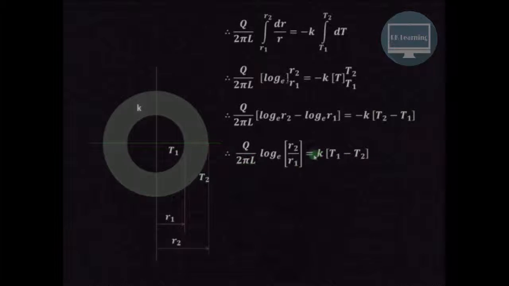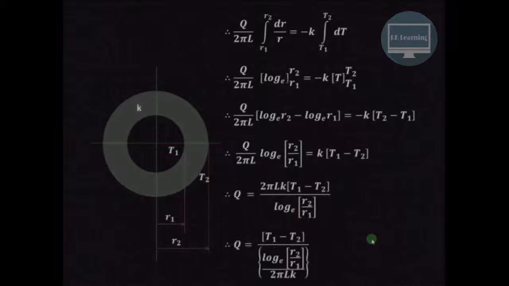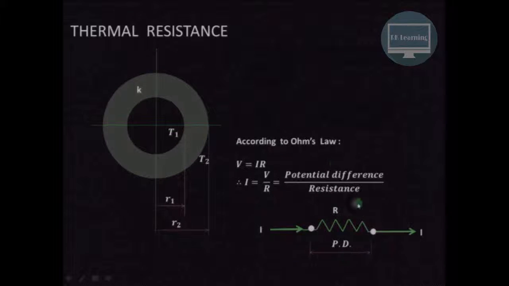Now transfer the 2 pi L term to this side and log R2 by R1 to the other side. So it is 2 pi L K into T1 minus T2 divided by this log term. We can write this in terms of the temperature difference in the numerator divided by log R2 by R1, and this term will come in the denominator. So that again it can go in the numerator and you will get the same expression.